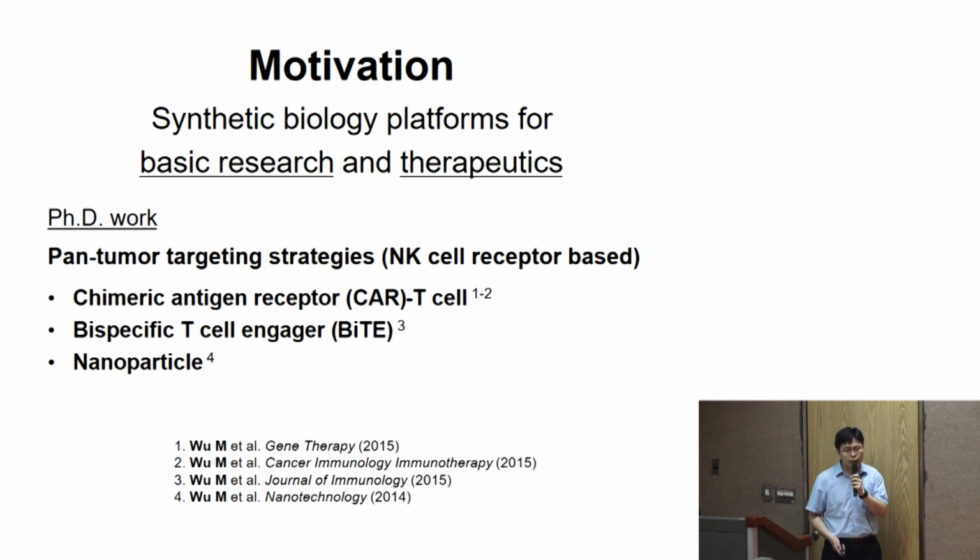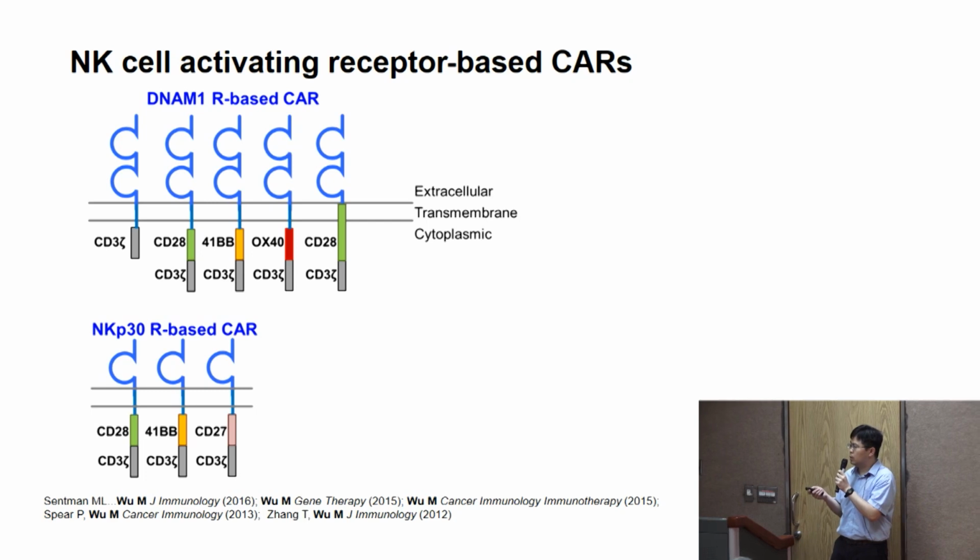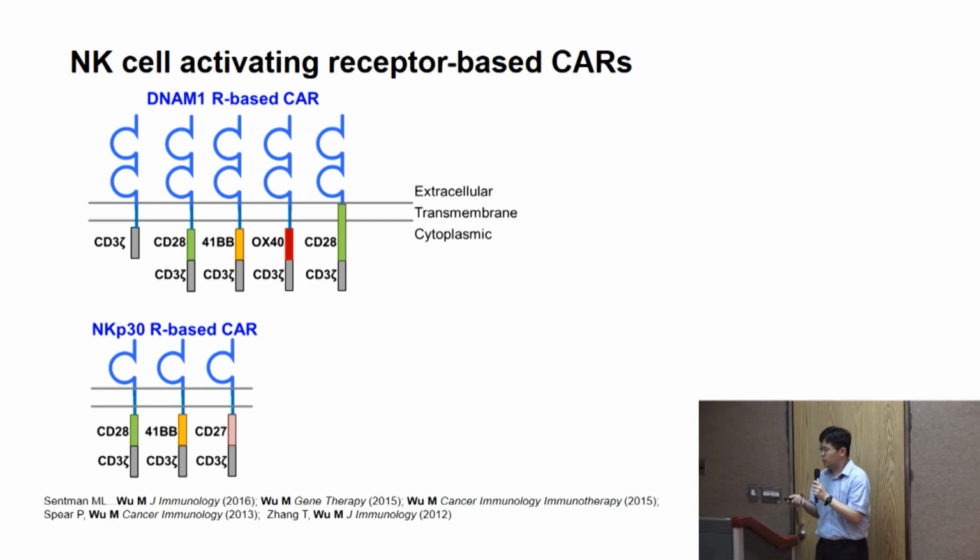And all their designs are based on harnessing the pan-tumor targeting activity of natural killer cell activating receptors. For example, by harnessing the natural killer cell activating receptors NKG2D and NKp30, I developed over 15 different CARs. Each has a different tumor recognition domain or co-stimulation domain. And here are a few examples of them.